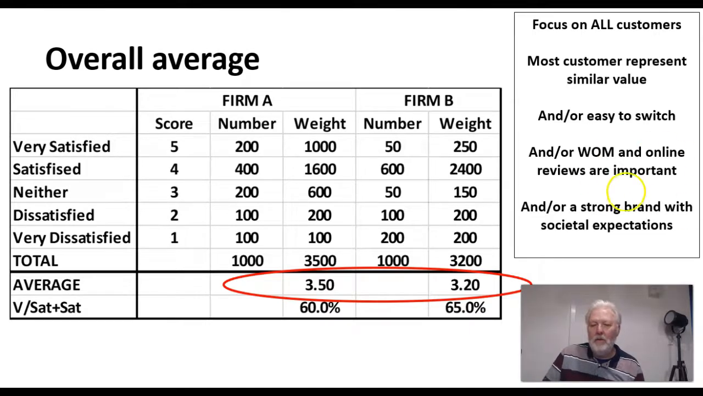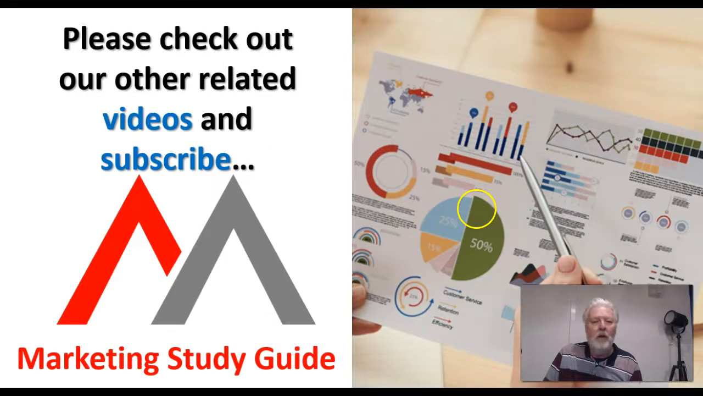And the last one there could be just a strong brand that has societal expectations. So people expect a lot from us as an organization. Okay, we're known as a leading brand. So we try to look after everybody rather than being focused on the higher value ones. So that's why we would use top two boxes or the overall average. Okay, so hopefully that makes sense of which way to go on customer satisfaction metrics.